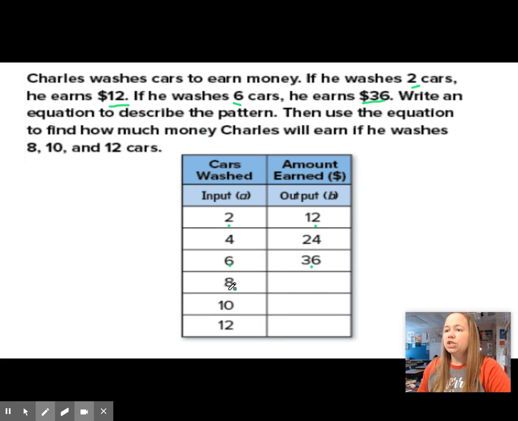Okay. So I'm not sure why the 4 and the 24 are in there because this doesn't mention 4 and 24. But they do have the 8, the 10, and the 12. So let's roll with that. All right. So from 2 to 12, what happened in that function machine? Well, plus 10 or times 6. Okay. Let's check this one. 6 times 6 is 36. And actually, we can check on this one too. 4 times 6 is 24.